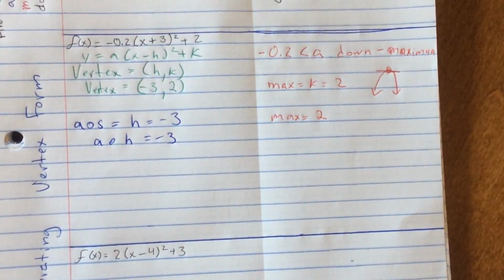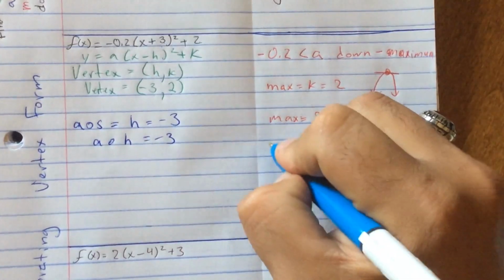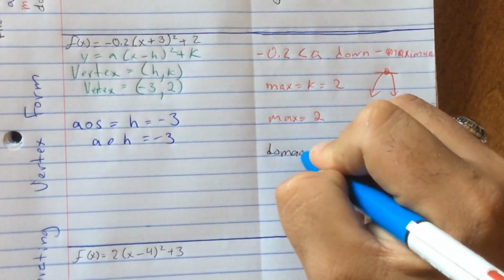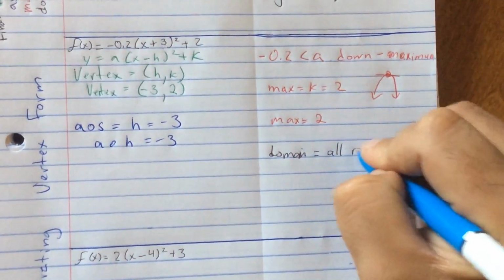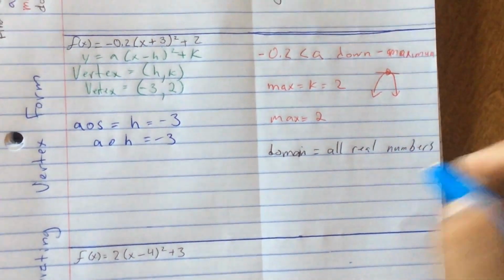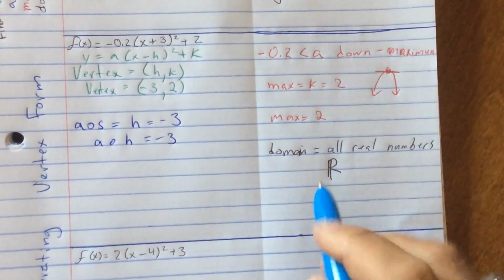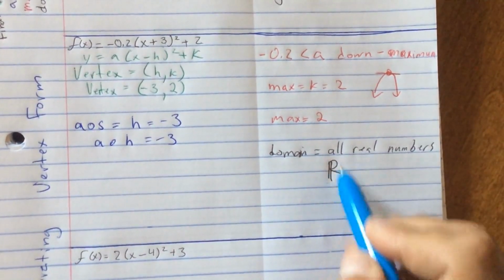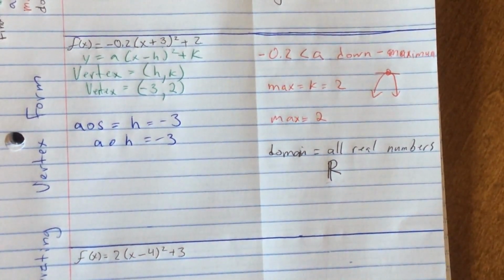And now we go to the domain. Once again, when you have a parabola, there's usually no restrictions in the domain, so our domain is going to be equal to all real numbers. You can also use this symbol here. It looks kind of like an R, but you put another line through it, and this actually means all real numbers. You'll use this in calculus once you get there as well, or past calculus.